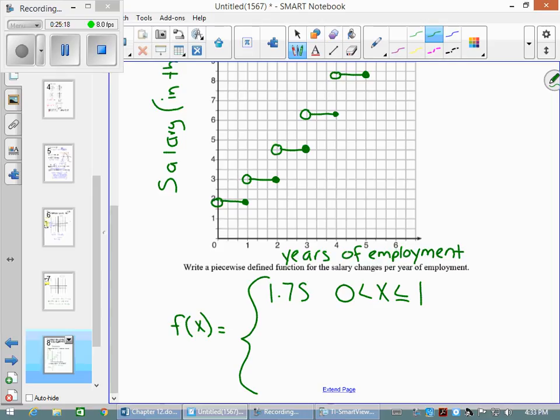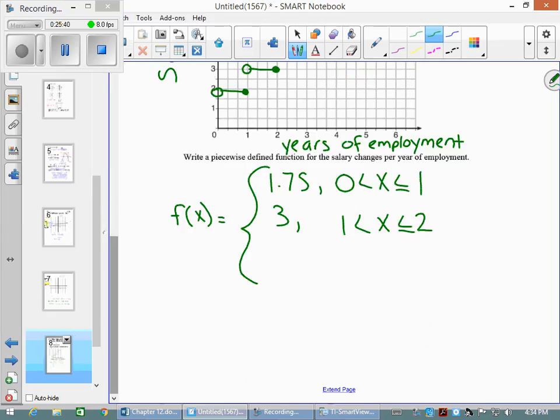Our next step is at 3. And that's for 1, but we're not including 1. And we're going up to and including 2. Extend this. Maybe bigger. Our next step is at 4.5. And that starts at 2, but we're not including 2. And we go up to and including 3.